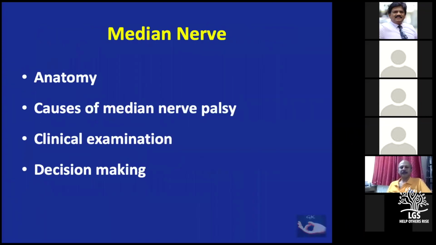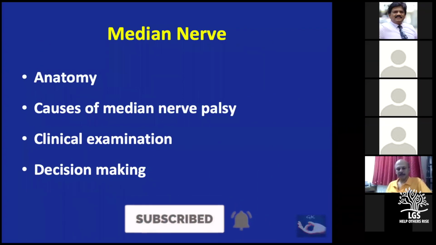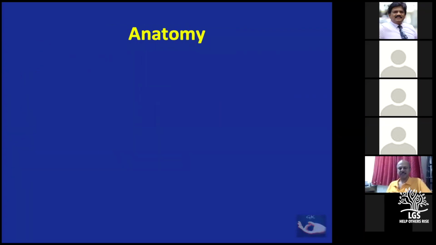Now, the median nerve, as I said, we'll talk about the anatomy, the causes of palsy, the clinical examination. There are only 4 points we're going to discuss about it. The remaining we'll be discussing in the next session.